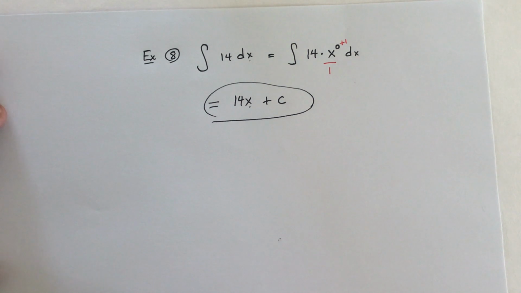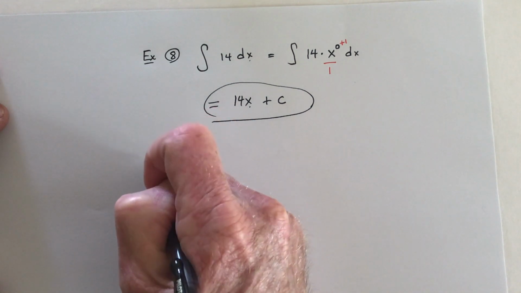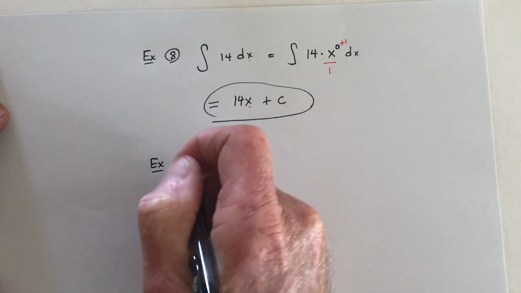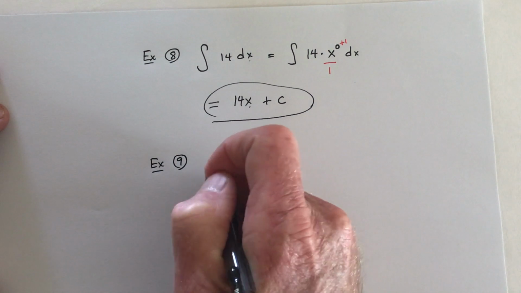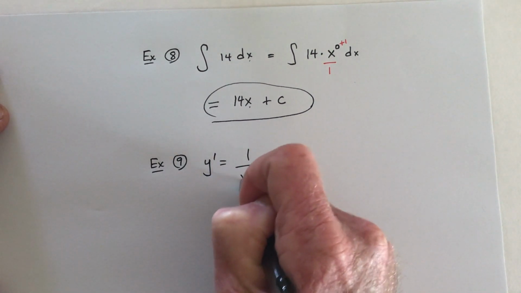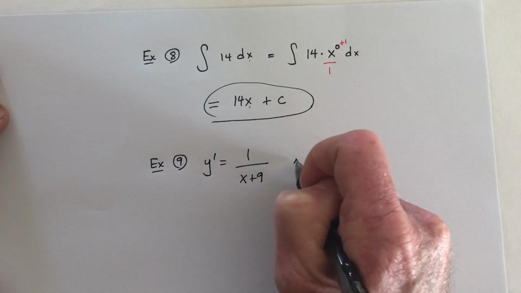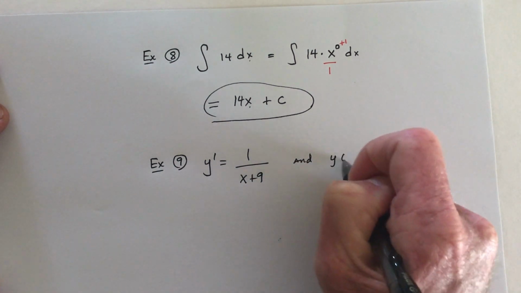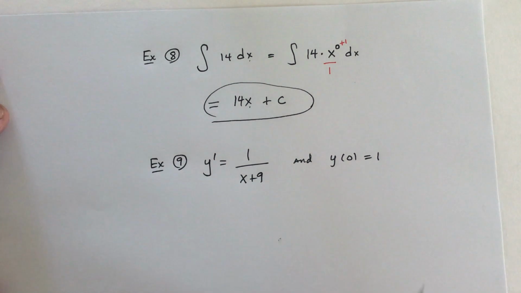So if there's no numbers to plug in, each and every one of them is going to have a plus c at the end. And then for one that is pretty quick, suppose that y prime equals 1 over x plus 9, and y of 0 equals 1.